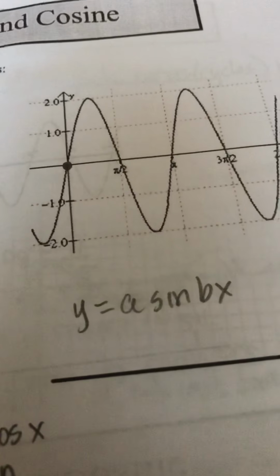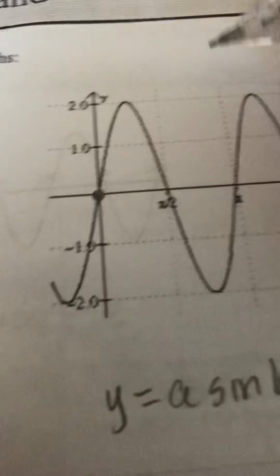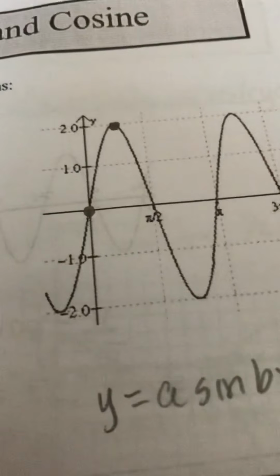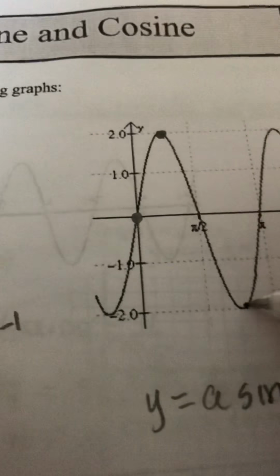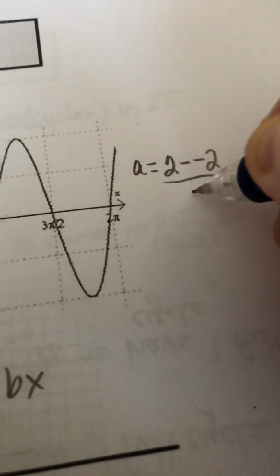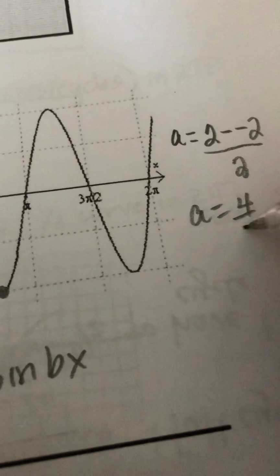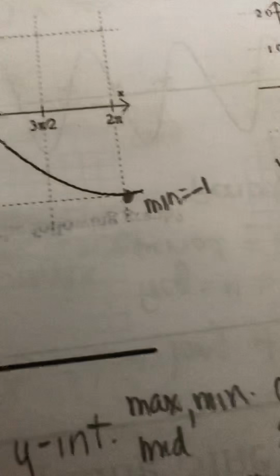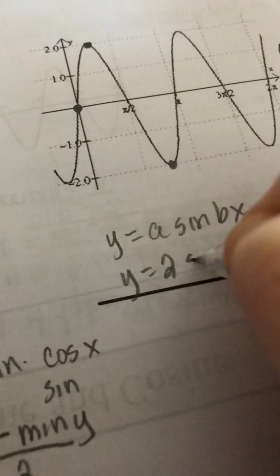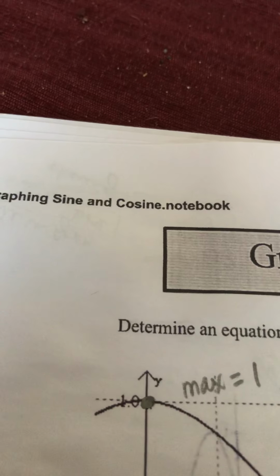If we look at this graph, again, same formula. It doesn't matter if it's sine or cosine. A is going to be the maximum, which on this graph is 2, minus the minimum, which on this graph is -2. So we do 2 minus -2 over 2. That gives us 4 over 2, which is 2. So for this one, we know we have 2 sine something. Now, the last thing we need to find out is we need to determine b.